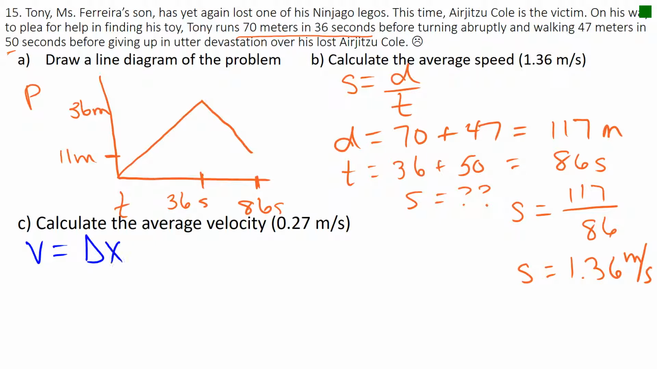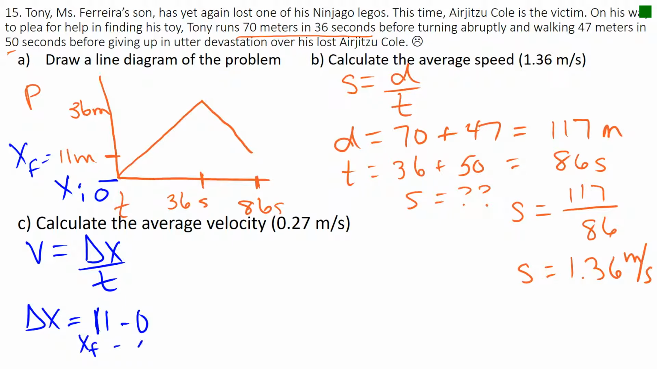All right, and now for the velocity. Velocity is equal to the change in position over time. Change in position is going to be your final position minus your starting position, which we've already found. I keep doing that. I think I see the V in the equation, and that's why I'm doing it. So XI is 0. XF is 11. So change in position is going to be 11 minus 0, final position minus starting position. So we're going to get that to be 11 meters.